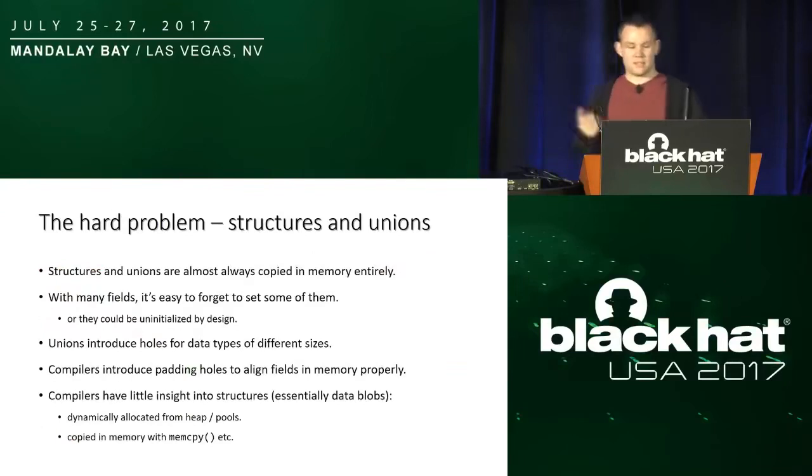So, as I said, we have different problems related to structures and unions. First of all, they are usually copied in memory entirely using functions such as memcpy, with sizes calculated by the sizeof operator. They often have many fields, so it's easy to forget about setting some of them, or they may be not set by design. We have padding holes. We have, as I said, different sizes in unions. And worst of all, compilers don't really have much insight into structures, especially when they are dynamically allocated from the heap or pools, and also because they are often copied using functions such as memcpy.